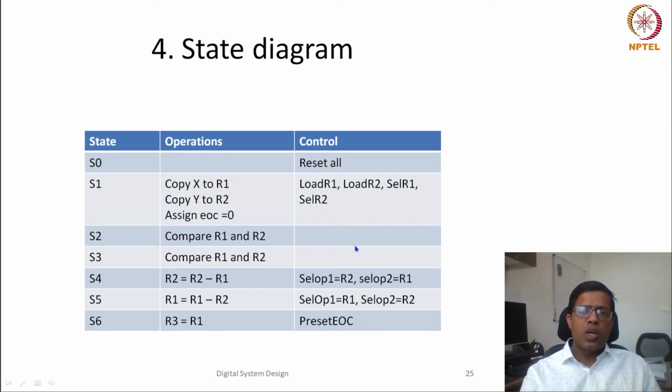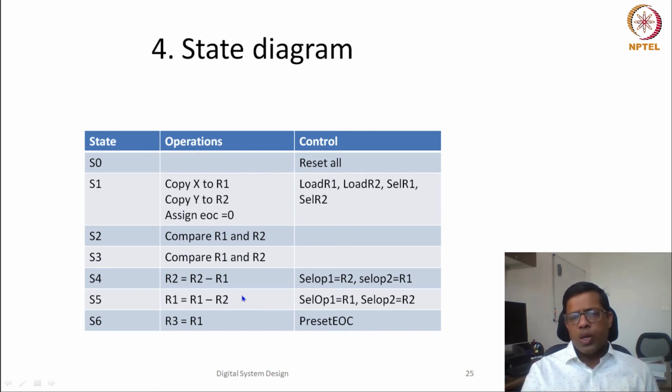In S2, there is no control operation. This is comparing R1 and R2. As I said, S2 and S3 could be merged, because we are performing the same operation again and again. In S4 we are doing the operation R2 equal to R2 minus R1, and to do this we have to select op1 as R2 and select op2 as R1. While in S5 state we have to generate select op1 as R1 and select op2 as R2. So this has to be selected so that this operation can be performed.